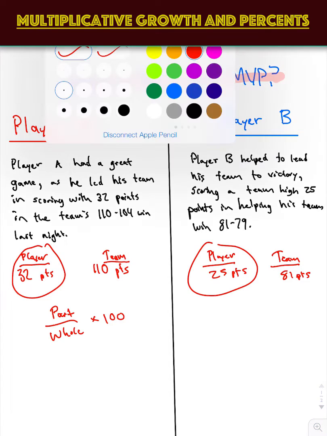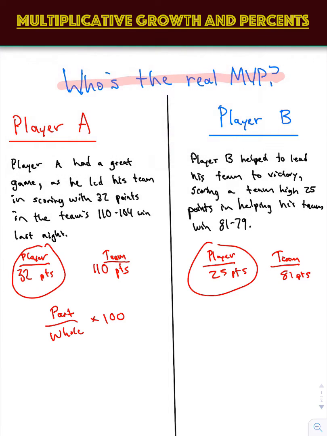So let's go ahead and do that for our first one. We have the player scored 32 of the team's 110, and then in the end, we're going to multiply that by 100. When I go ahead and do 32 divided by 110, that gives us 0.29 when I round, 0.29, times 100.